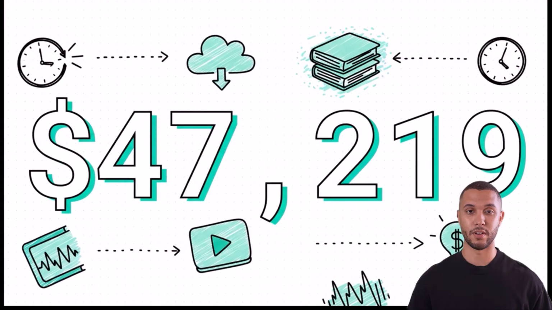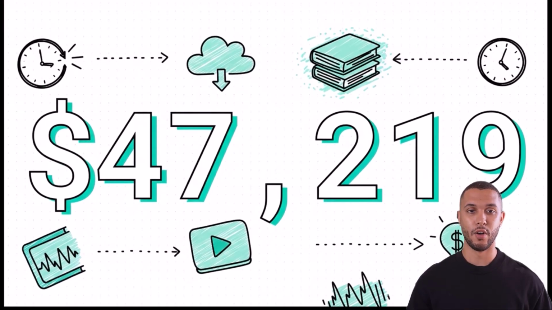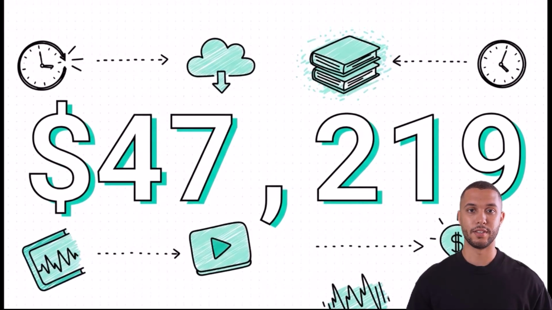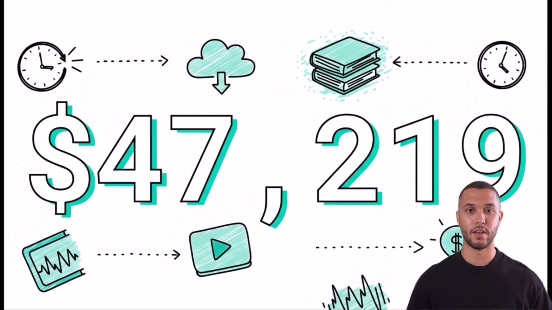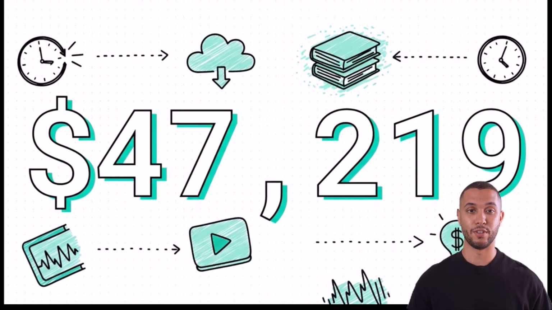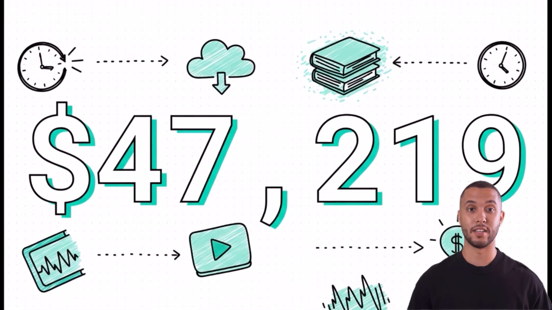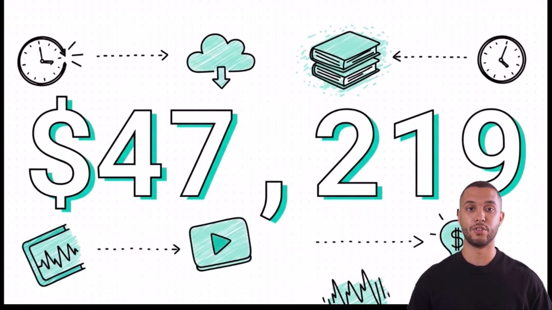So let's start with this number. It might look a little crazy, a little out of reach, but you know what? This isn't just about money. This number represents a totally different way of doing business. It's about breaking the link between the hours you work and the income you make. And it's all powered by something we call digital products.